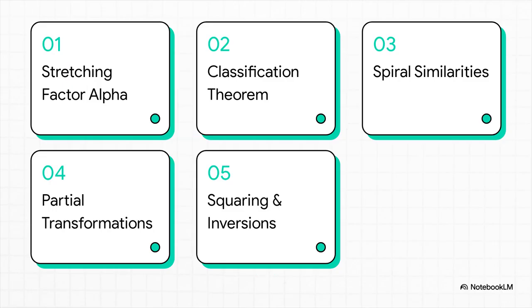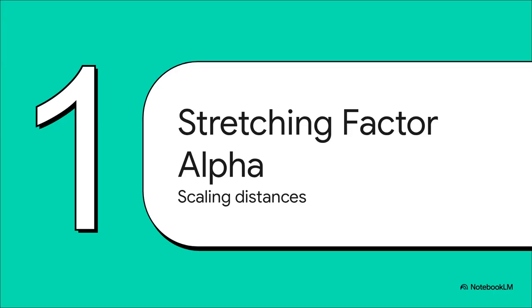And here is our roadmap for today. We'll start with the stretching factor alpha, move into the classification theorem, explore the magic of spiral similarities, then look at partial transformations, and finally, wrap up with squaring and circular inversions. All right, let's dive right into section 1, the stretching factor alpha.